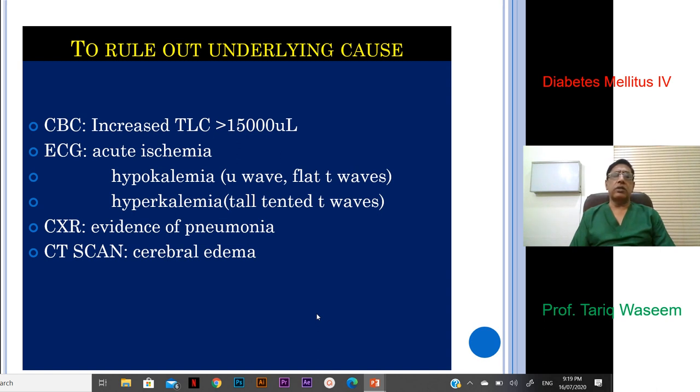Rarely, in a patient who is losing consciousness or has altered consciousness, you need to do a CT scan as well to look for possible cerebral edema, or maybe this hyperosmolar, viscous state and dehydration might lead on to thrombosis of the cerebral vessels leading on to stroke.